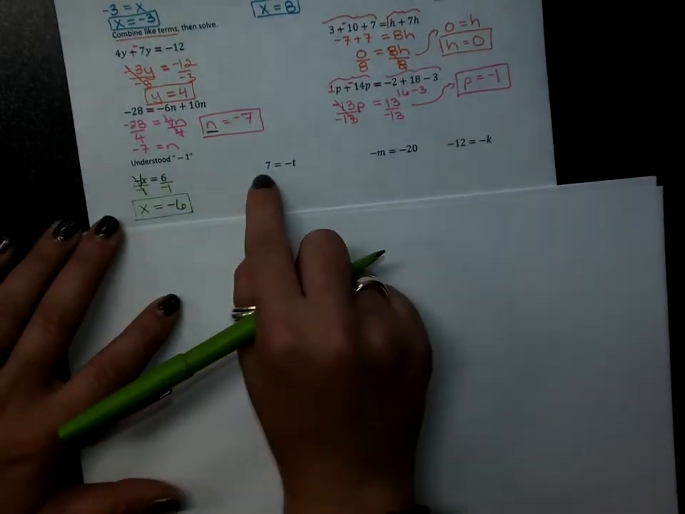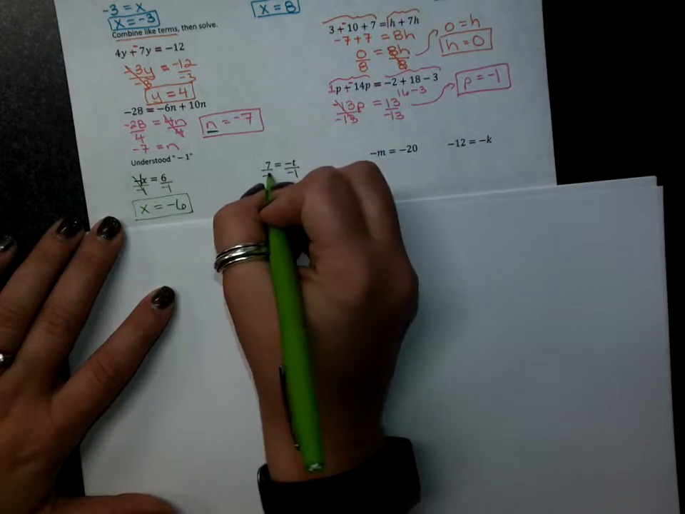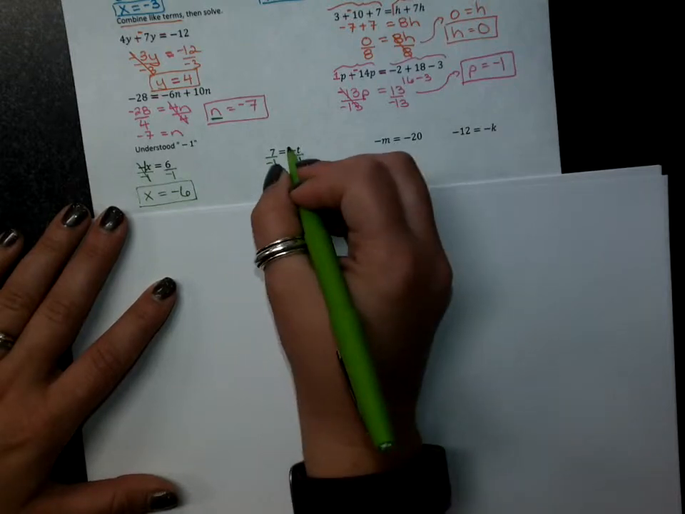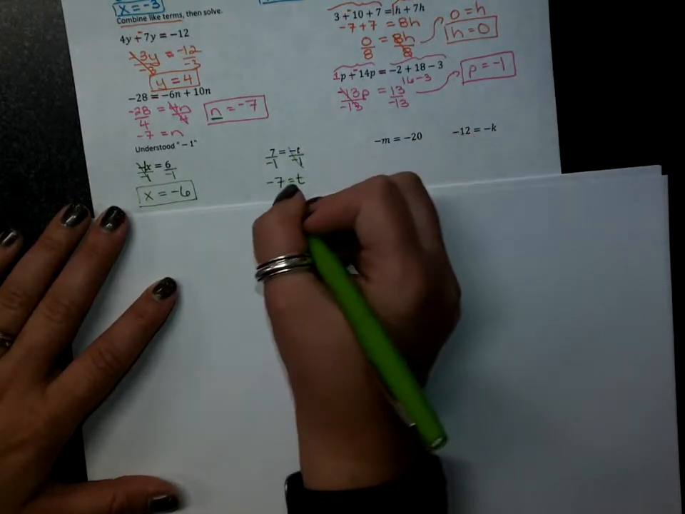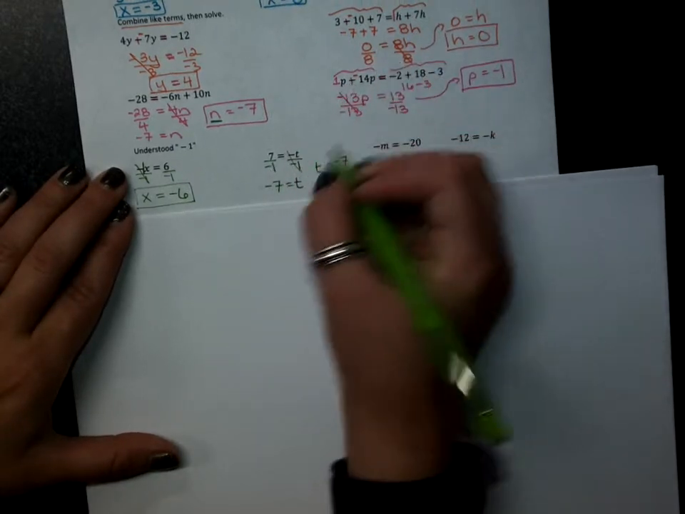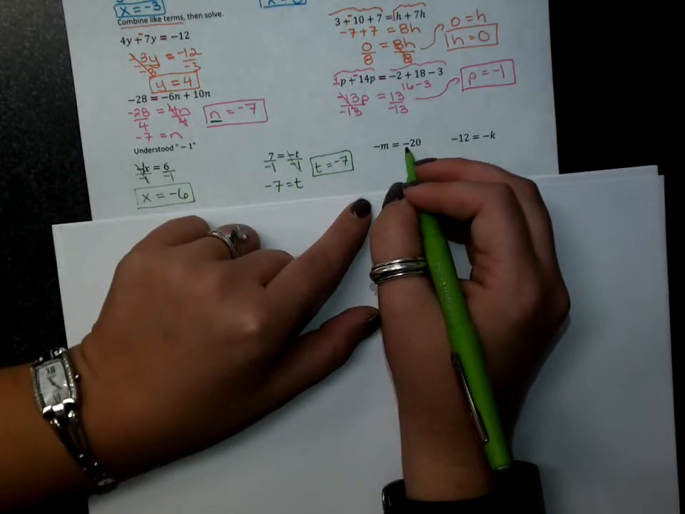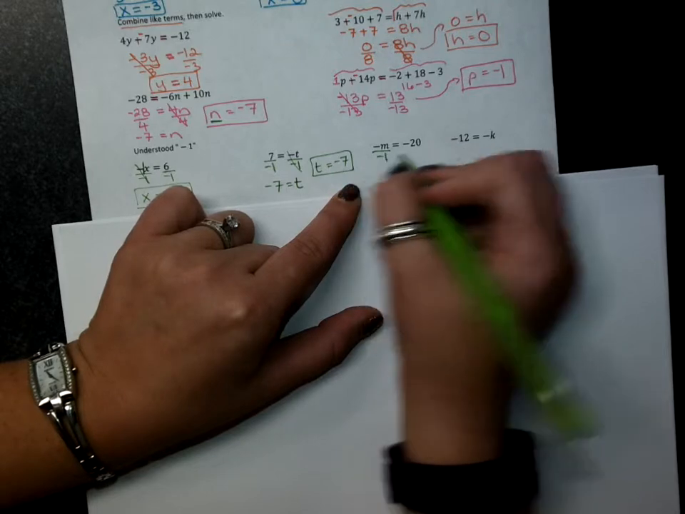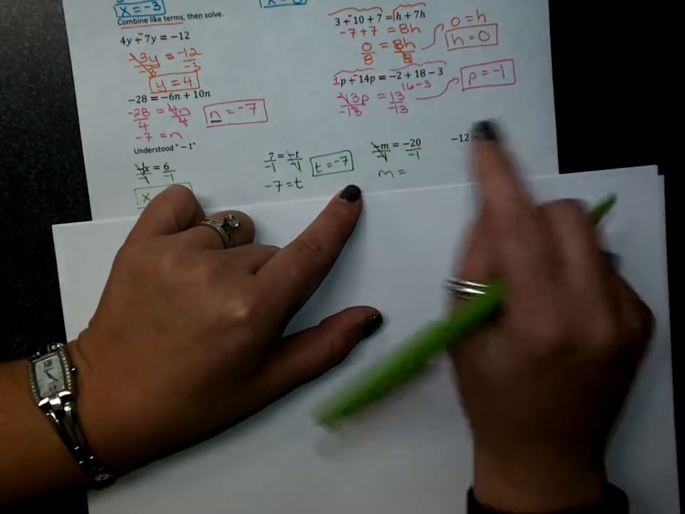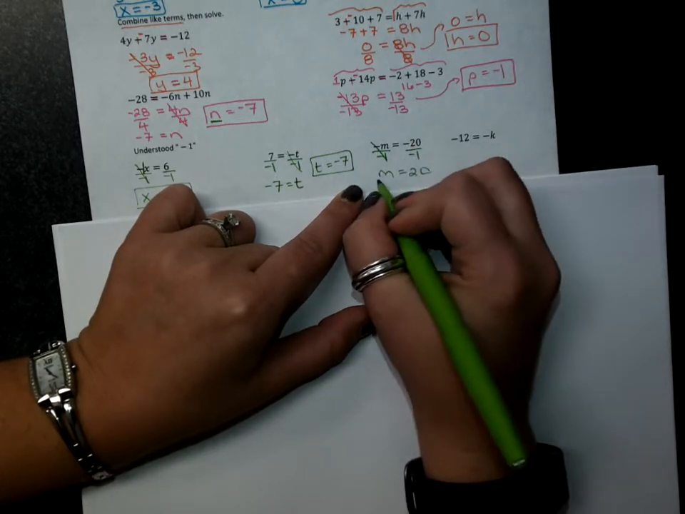So here we have 7 equals negative t. We're going to divide by negative 1. Positive 7 divided by negative 1 is negative 7. And the negatives divide off and you have t. And the better way to write that would be t equals negative 7. Here we have negative m equals negative 20. So we're going to divide by negative 1. And that way the m is now positive like it's supposed to be. Negative 20 divided by negative 1 is positive 20.